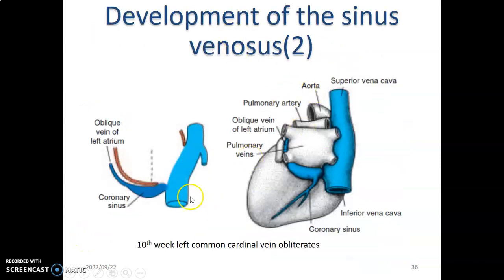Now you can appreciate the coronary sinus forming from the left horn, and here's the coronary sinus. It usually lies in the posterior atrioventricular groove. At the 10th week, the left common cardinal vein usually obliterates.